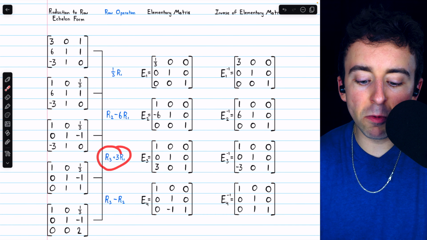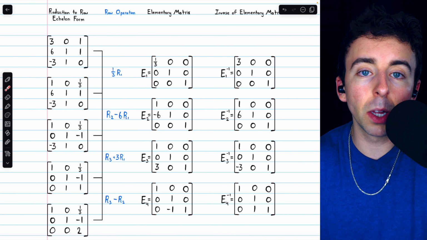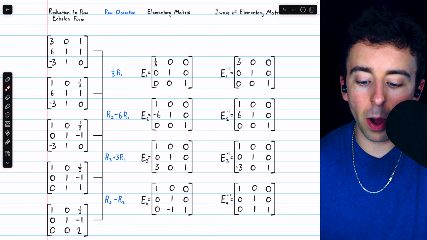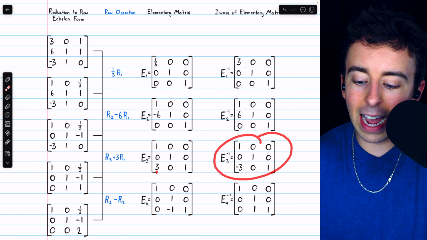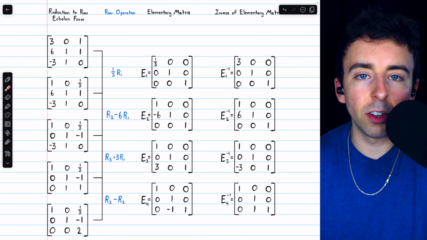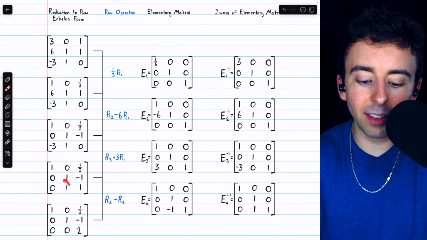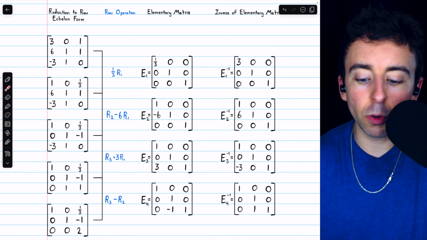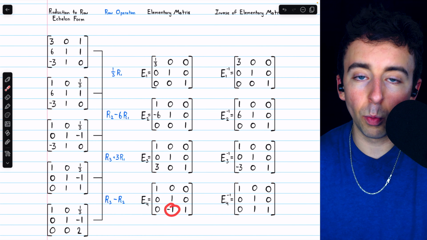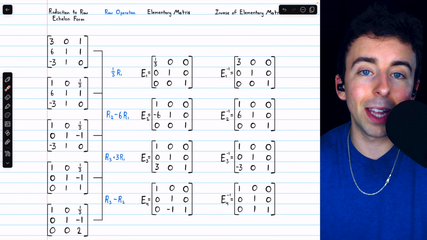We then add 3 row 1 to row 3 in order to get rid of this -3 to finish getting zeros below the leading 1. The corresponding elementary matrix has a 3 in that position where we made the change, and the inverse has the -3 in that position where the change was made. Finally, we subtract row 2 from row 3 to get a 0 below that leading 1, and we see that there. The corresponding elementary matrix has a -1 where we made that change, and its inverse has the opposite, a +1 where we made that change.